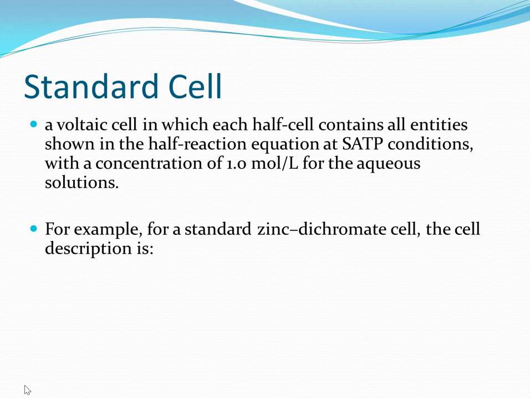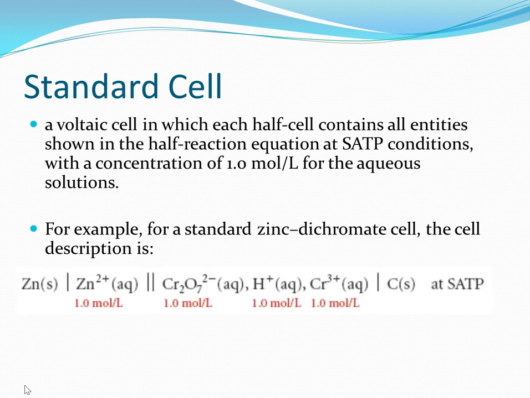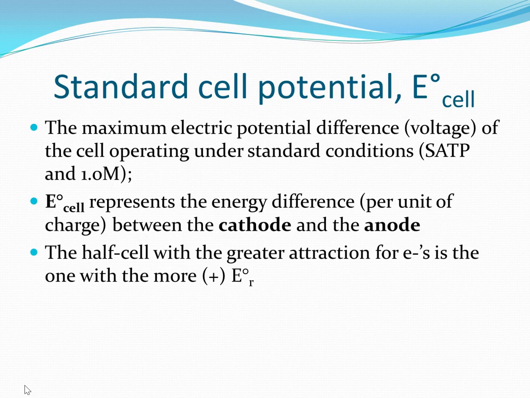Standard cells are specific cells where the entities are all at SATP conditions and the concentrations of aqueous solutions are 1.0 moles per liter. Standard cell conditions will result in standard cell potentials. The standard cell potential is the energy difference between the cathode and the anode.